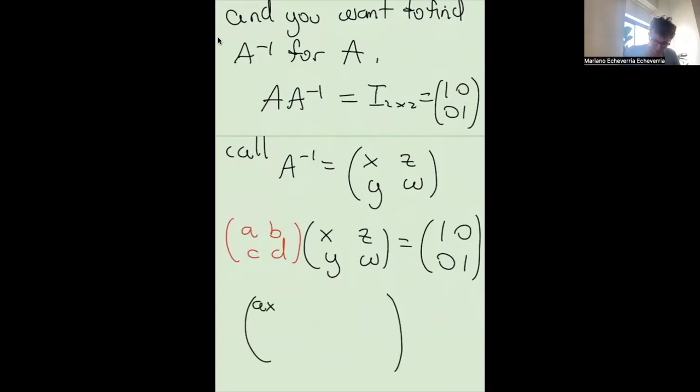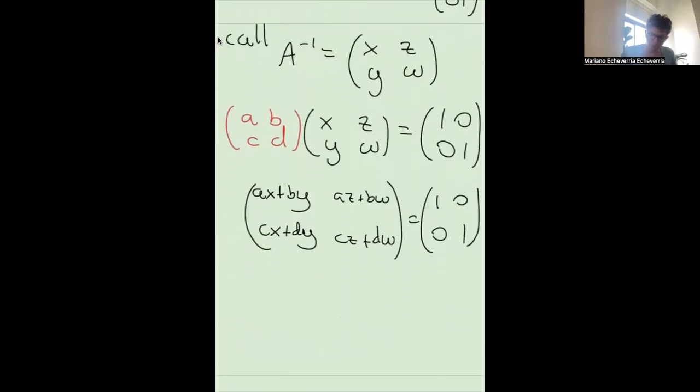So it's AX plus BY, then CX plus DY, and then AZ plus BW, and CZ plus DW. Is that making sense? So again, remember that an equation between matrices is an equation between the corresponding entries.